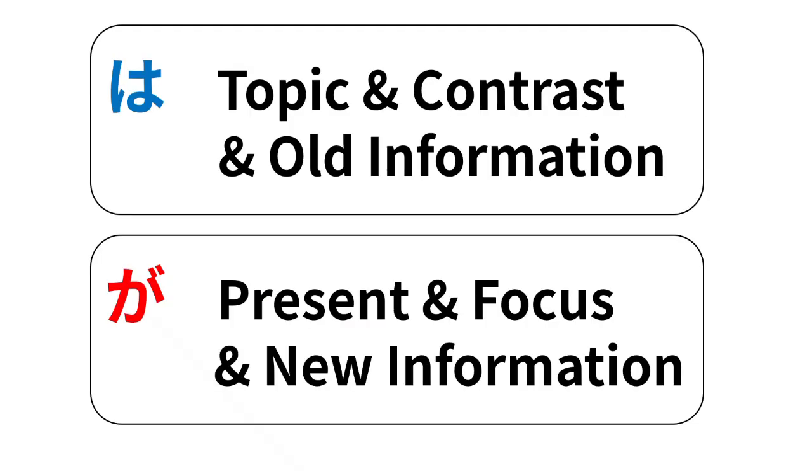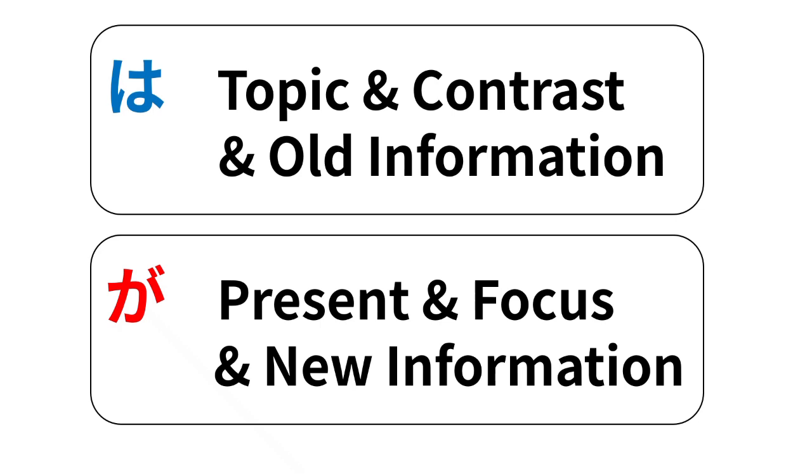Summary. Let's review. Wa is used to express topic, contrast, or old information. Ga is used to express description, focus, or new information. In real Japanese, the choice depends on the context. These are just core patterns, and they work well for many situations.